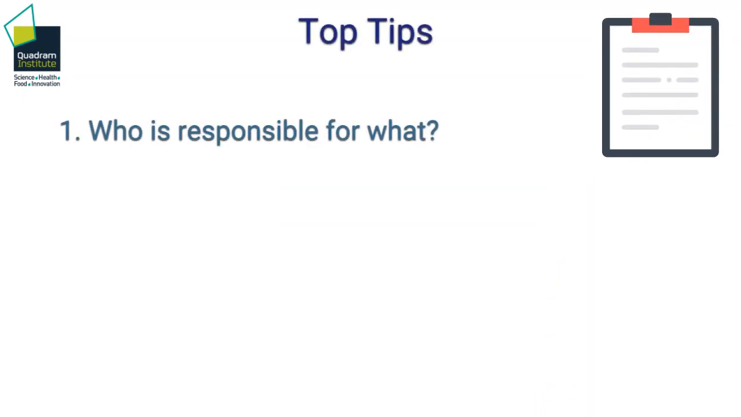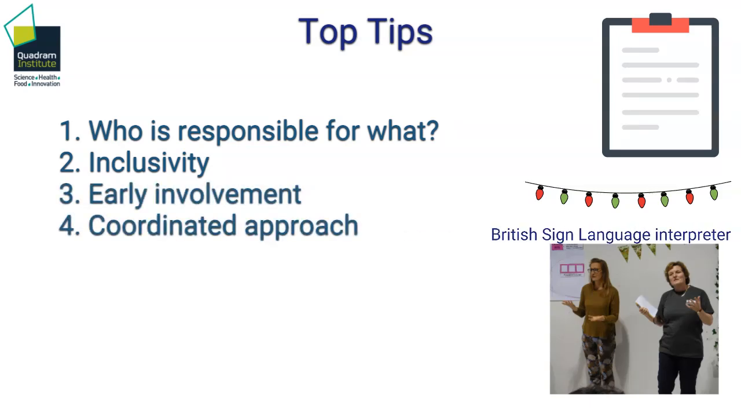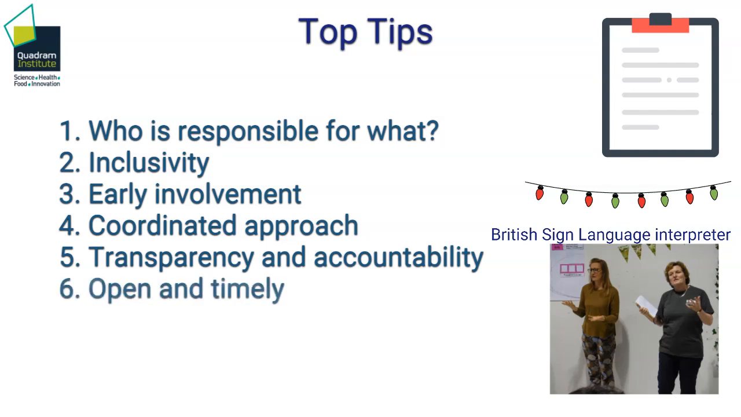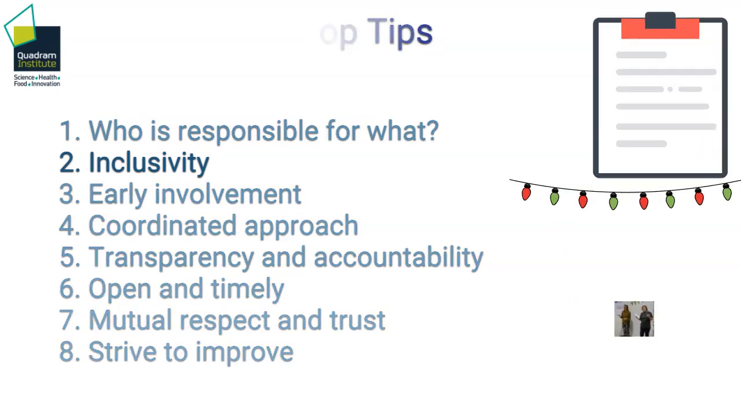Here's a few things to think about. When there are many groups involved in an activity, plan ahead to make sure you know who's responsible for what and don't presume. Make your event as inclusive and accessible as possible. Involve your stakeholders as early as you can and create a coordinated approach. Be transparent and accountable for your work. If you don't know the answer to a question, just be open and honest about it. Think about your timing. Is this the right time to be discussing this topic? Always remember, mutual respect and trust is paramount, and never be afraid to strive for a better result next time.